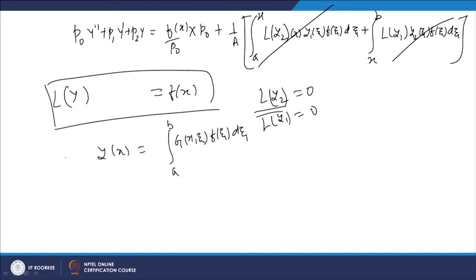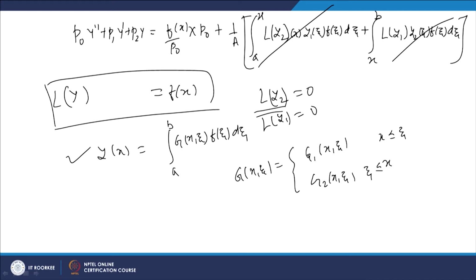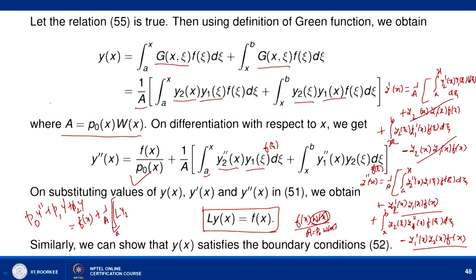So we have shown that if y of x is given by integral a to b g xi f xi d xi, where g xi is defined as g1 xi for x less than xi, and g2 xi for x greater than xi, then your Ly is equal to f of x. That y of x will solve the non-homogeneous boundary value problem. So that is the content, that is one way.